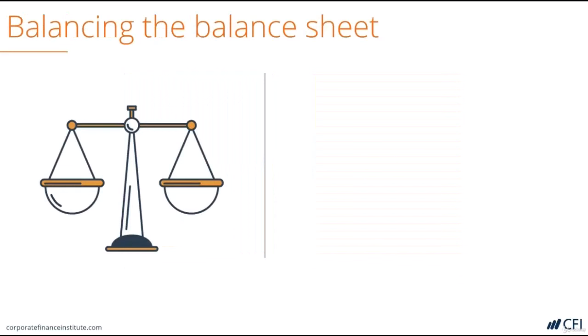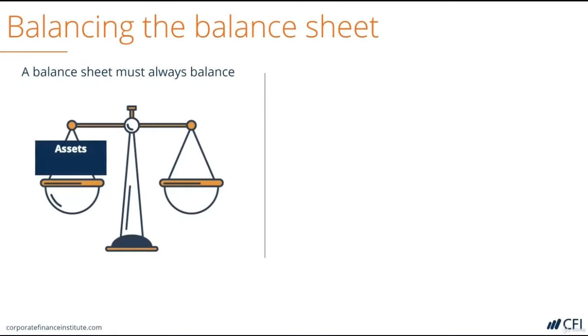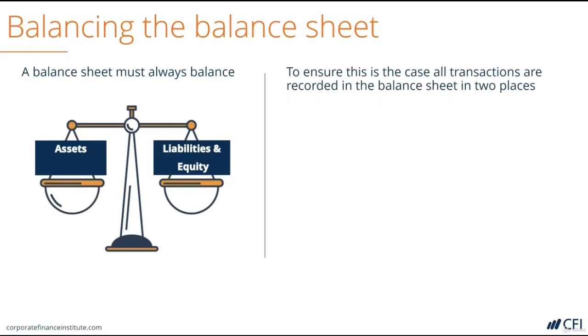We're about to start constructing a balance sheet, but first it's important to flag that a balance sheet by definition must always balance. What that means is that the total assets side of the balance sheet is always going to be equal to the total liabilities and total shareholders' equity side of the balance sheet. In order to make sure that's the case, accountants have developed a system of recording transactions in two separate places. This is what's known as double entry accounting. This ensures that the balance sheet is always working.